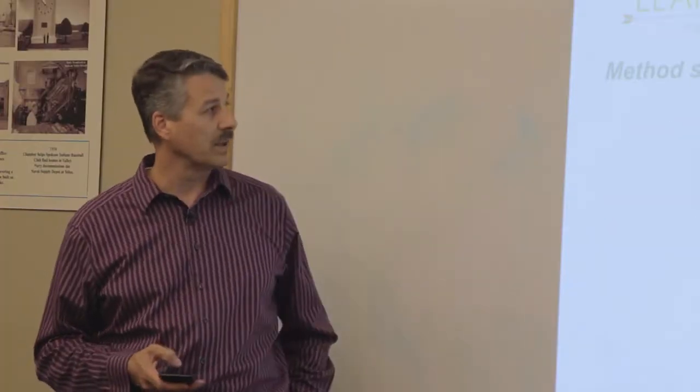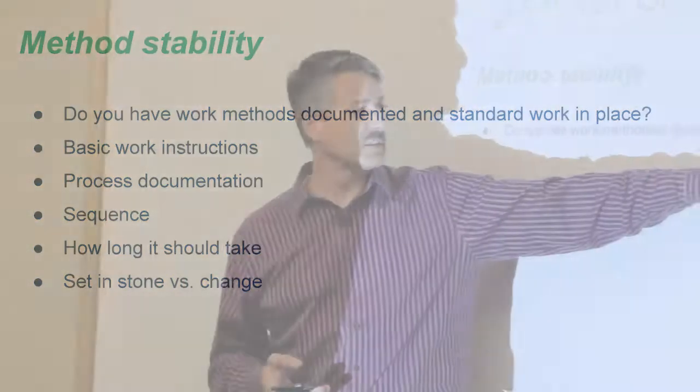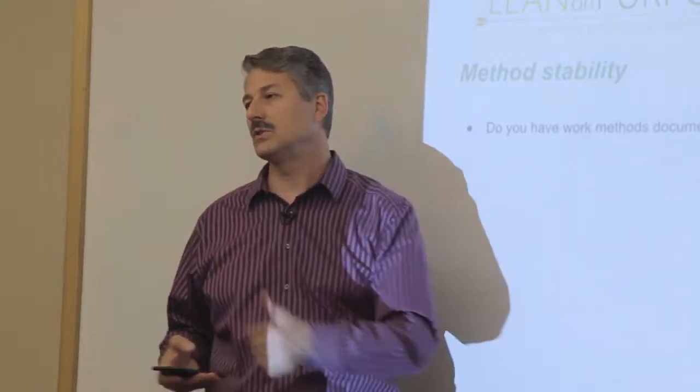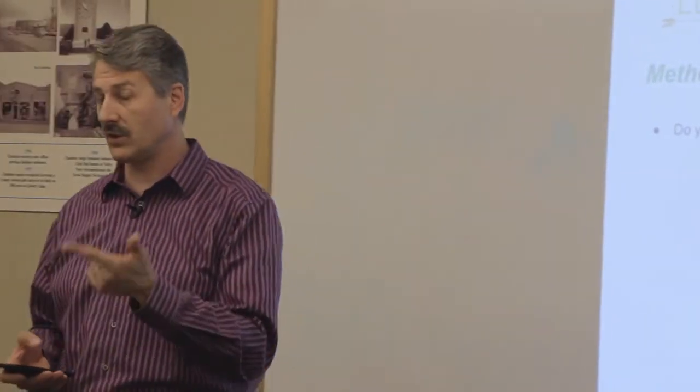So the next one, method stability. You have the work methods documented and standard work in place. In the last session, I talked about standard work, which means you have a process documented and you're following it. The step before that is a standard, which means you've documented the process. Standard work means that you documented and you followed it. And then there's a lean term called standard operations, which is you have the process documented, you're following it, and it's balanced and leveled to the customer demand.